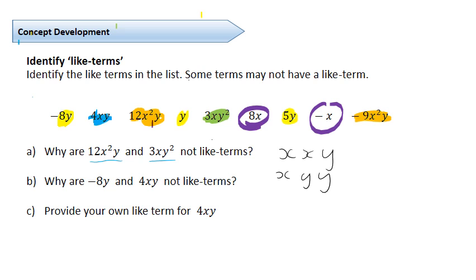For b, why are 8y and 8xy not like terms? The first one, 8y, is just y by itself, and you're changing it a lot if you add an x onto the front, you're timesing it by x, so that's making it a completely different term. Provide your own like term for 4xy. Now the easiest way to do this is doubling the number out the front. But you could do anything to that number out the front to change it. You could have 6xy, negative 4xy, a whole range.